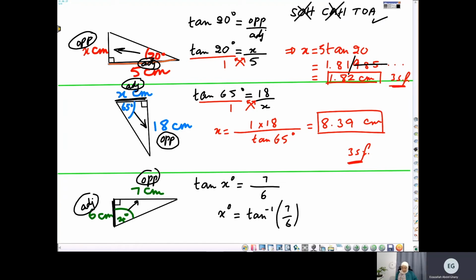7 over 6. How to click it? You click Shift, tan, and then the fraction button, the box over box, you know it, this one. And you write here 7 and here 6. So now Shift, tan, 7 over 6, equals, and you will get the angle directly. It is 49.3987... The angle should be rounded to 1 decimal place.